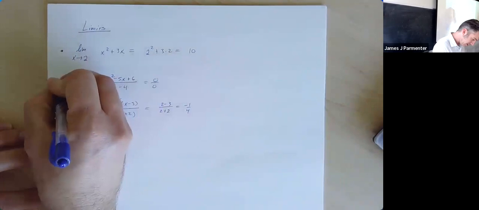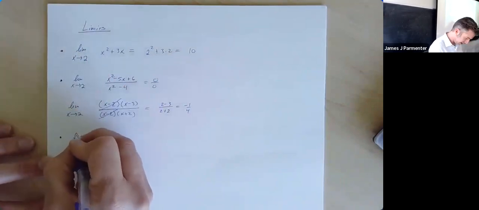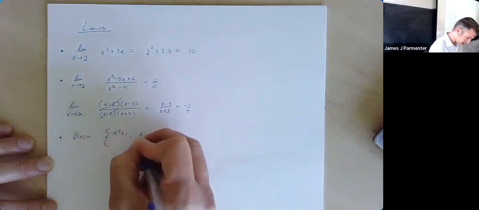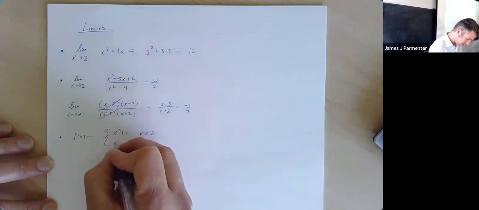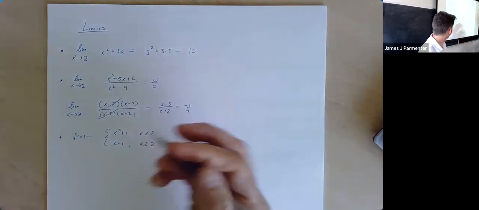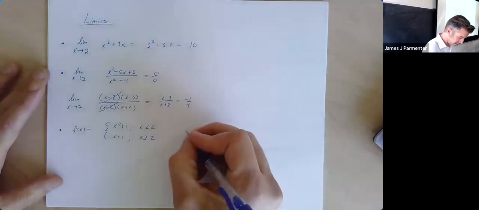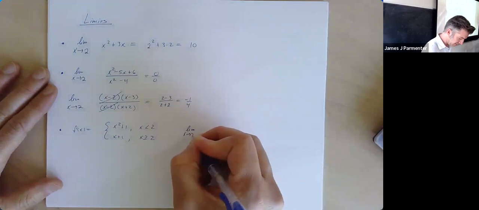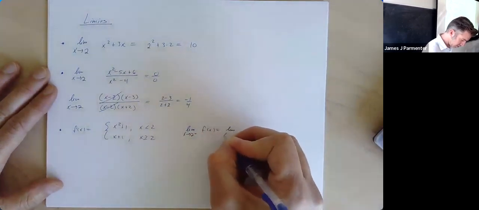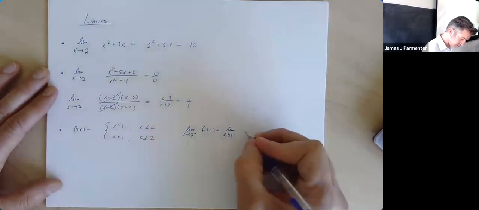sometimes you have piecewise functions. For example, f of x equal to x squared plus 1 when x is less than 2, and x plus 1 when x is greater than or equal to 2. And here we have to look at both directions you can approach the point 2 from. So we have the limit as x approaches 2 from the left. That's going to be the limit as x approaches 2 from the left of, well, this piece, because that's when x is less than 2.